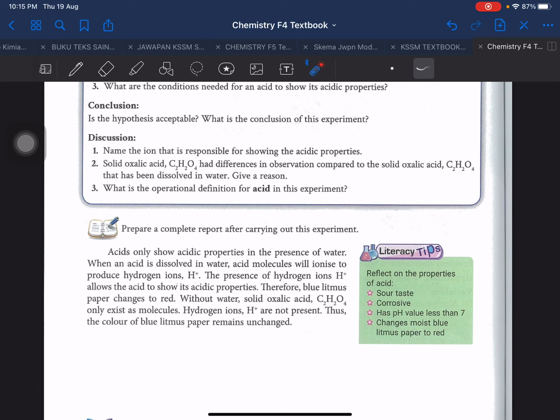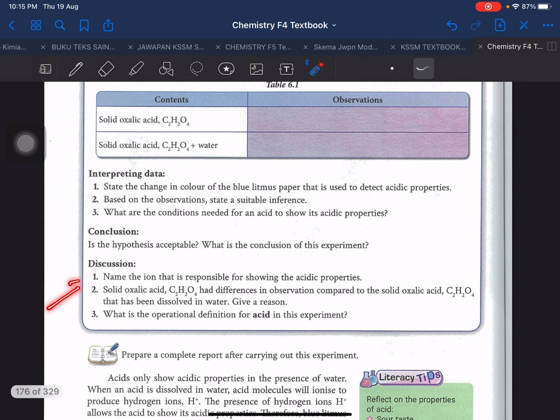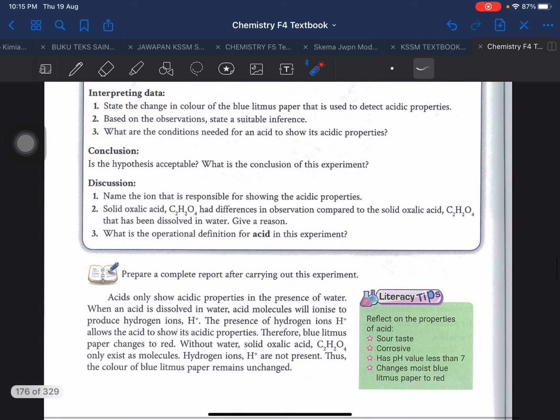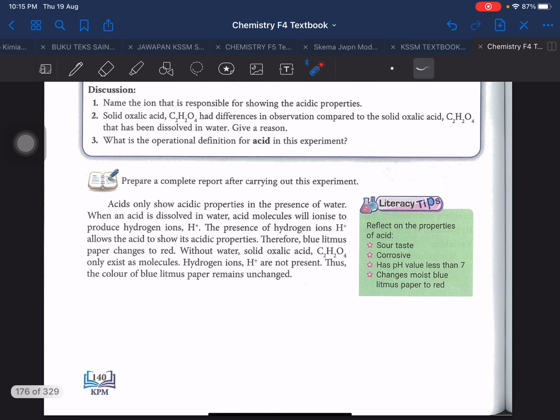Okay, so you answer the discussion over here. Remember, you need to prepare a complete lab report. Okay, you can search a lot of videos actually in the YouTube as well. Okay, I will attach some video of this in the Google Classroom folder. Okay, you just watch the video and then you can answer the experiment, the discussion, the conclusion, the interpreting data.